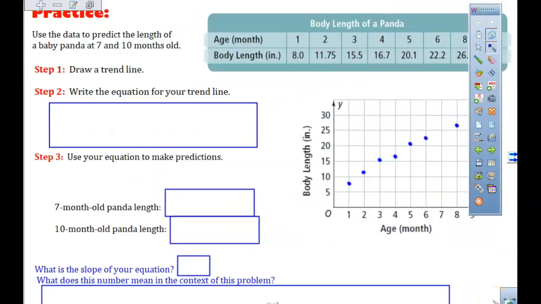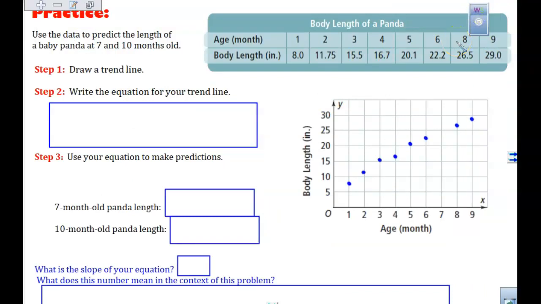On the top of the next page, as you look at this last part before we go into your assignment, it says, use the data to predict the length of a baby panda at 7 and 10 months. The first thing, we already made the scatter plot for you. Key thing is, X is always the first one, Y is the second. My X was my age. Some of you are flipping these around. Y is the body length.